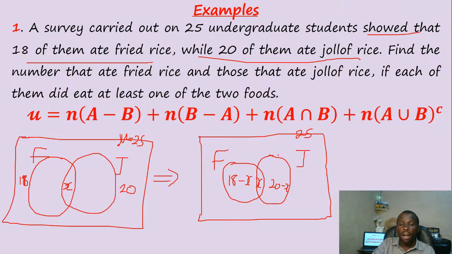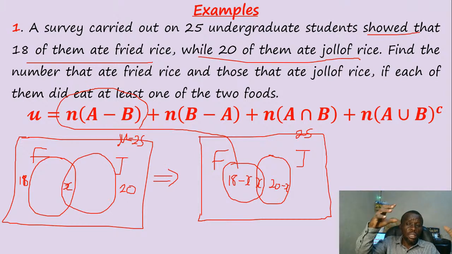Now, we have this now. Are you with me? This 18 minus X is this one. This first one is A minus B. That means those that it's only, remember that when you say A minus B, they are the elements in A that are not in B, right?